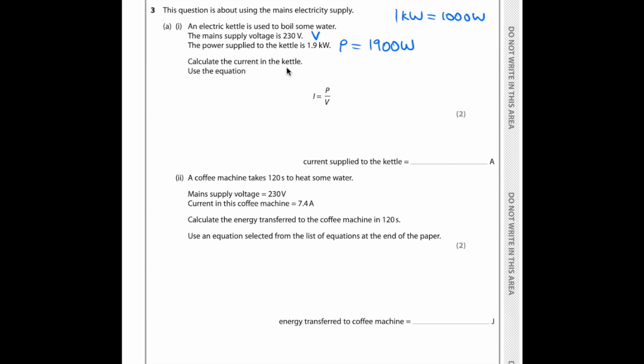Calculate the current in the kettle. Use the equation I equals P over V. So it gives us the equation and it even rearranges it for us, so we just need to pop the numbers in. 1,900 watts divided by 230 volts, and that comes out as 8.26.